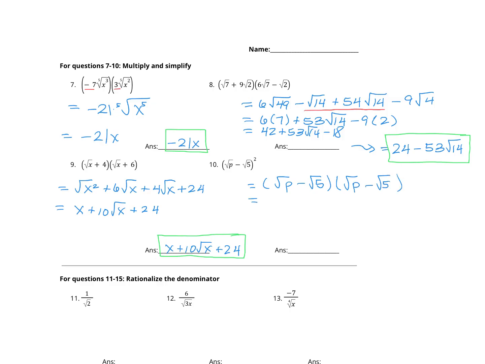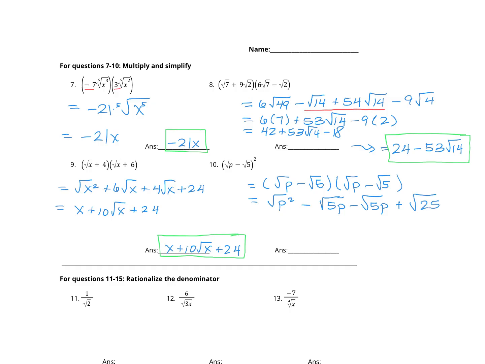Just like the previous problem, we now FOIL it out. Square root of p squared minus square root of 5p minus another square root of 5p, and then finally plus the square root of 25.